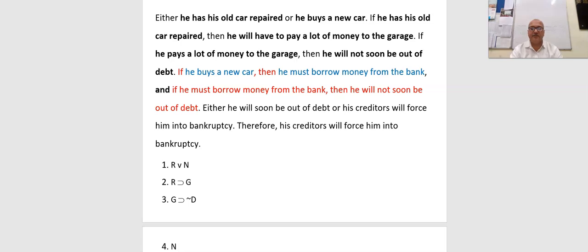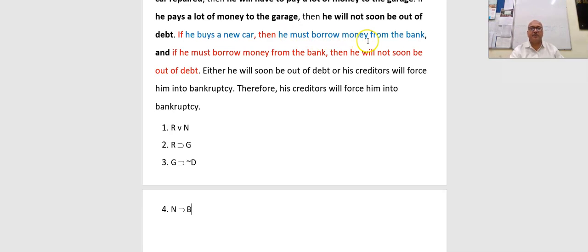So if he buys a new car, then he must borrow money from the bank, right? So this is a new statement, so we have to adopt a new symbol. So I have adopted the B symbol for he must borrow money from the bank. And remember, this is one conjunct, and then we have the conjunction "and". So we are putting conjunction, and then another conjunct. He must borrow money from the bank. This is one, and the second is this one. So the second conjunct has he must borrow money from the bank. For that we have adopted the symbol B, right?